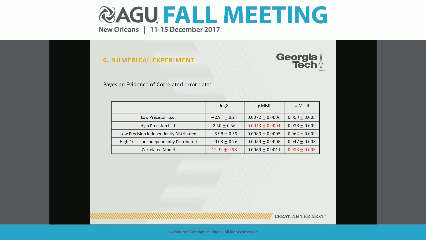Bayesian evidence for correlated error data, still we have the correlated model as the best one. But I think if we keep increasing the precision of the IID model, we can also have a much higher Bayesian evidence, and maybe it can outperform the correlated model in this case.